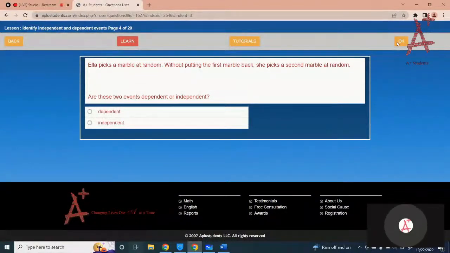Okay, Ella picks a marble at random without putting the first marble back. She picks a second marble at random. Are these two events dependent or independent?